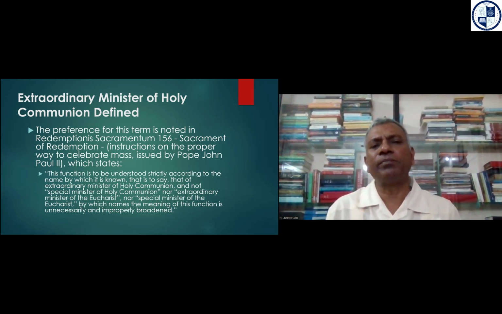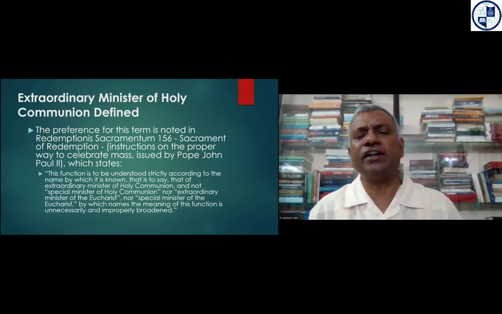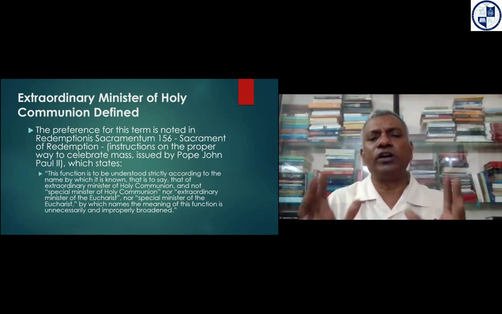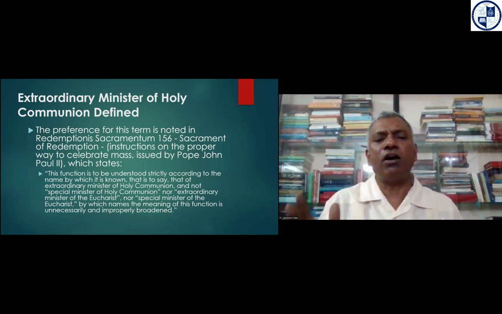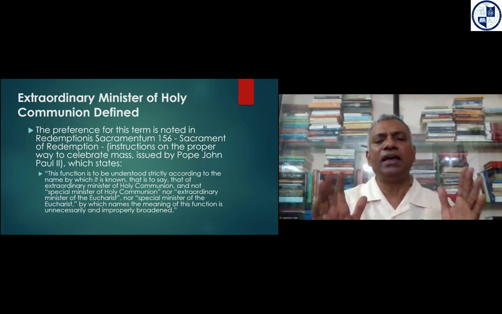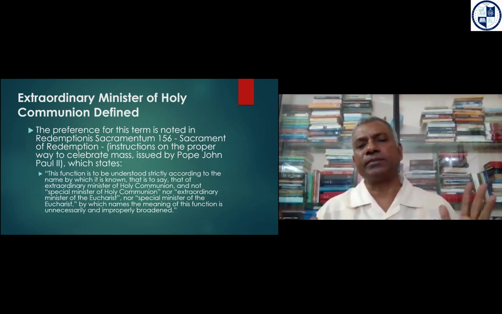It's an instruction on the proper way to celebrate Mass, issued again by Saint John Paul II. It states, this function is to be understood strictly according to the name by which it is known. That is to say, that of extraordinary minister of Holy Communion, not special minister of Holy Communion, nor extraordinary minister of the Eucharist, nor special minister of the Eucharist, by which names the meaning of this function is unnecessarily and improperly broadened. So, very clear for you. I need not explain much about this.